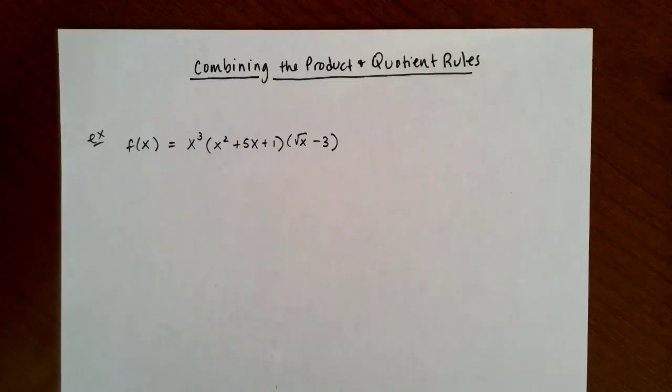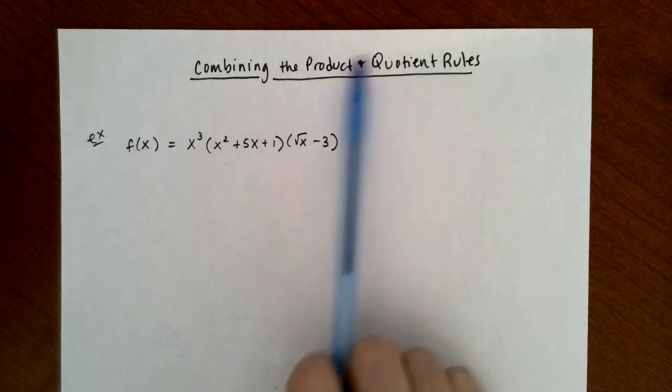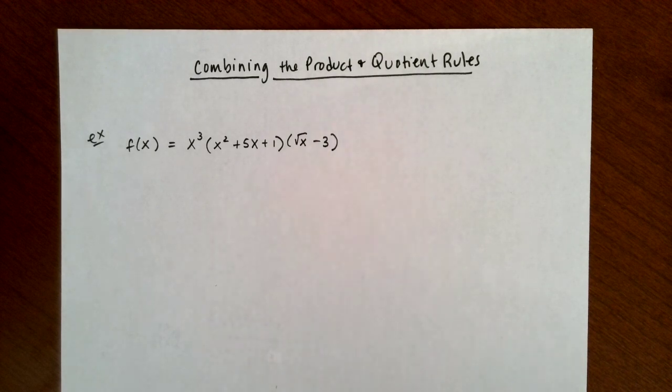Let's talk about combining the product and quotient rules. In this video, I'm going to do two big derivative examples where each of them requires more than just the product rule or just the quotient rule. We're going to be using multiple rules within each problem.